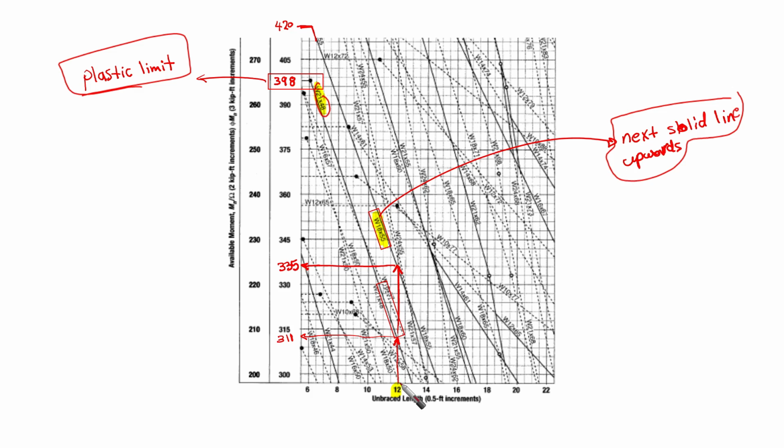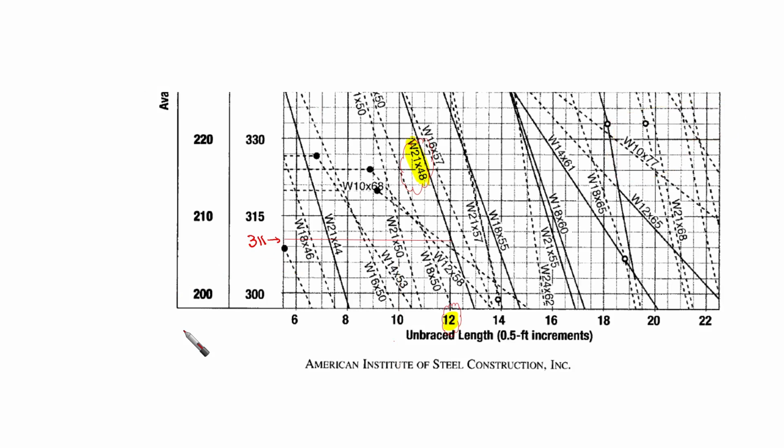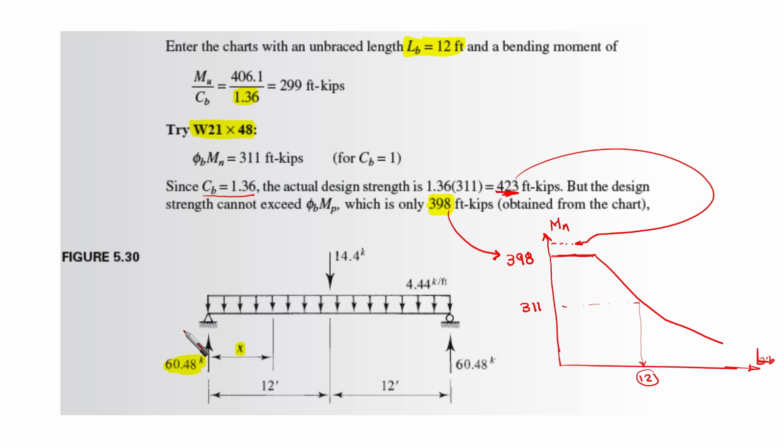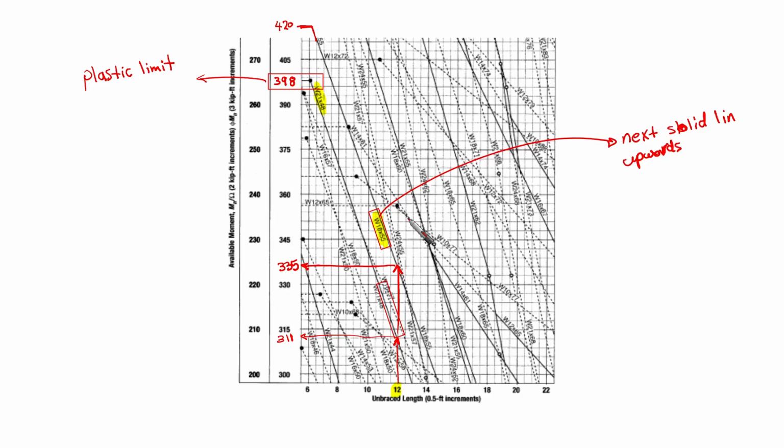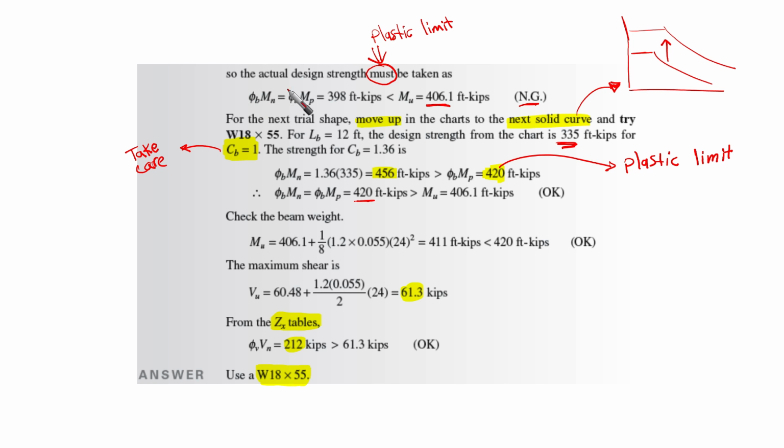Whenever we hit this solid line, we find that it gives us a horizontal value of 335. Okay, so in this case, this is the maximum for us. The actual design strength must be taken as phi b times Mn, which is 395. And this is less than 406, as we said, which is not good.